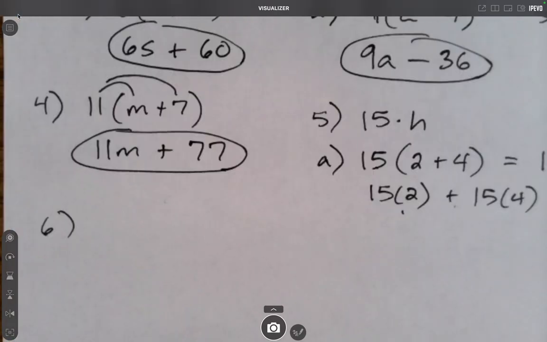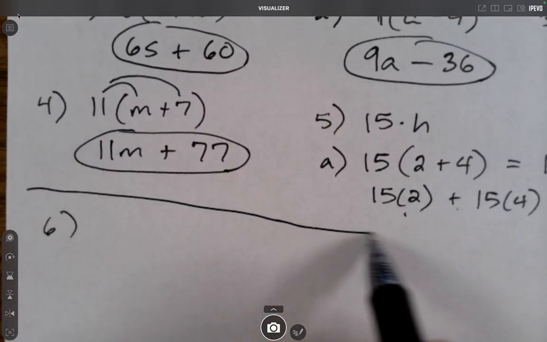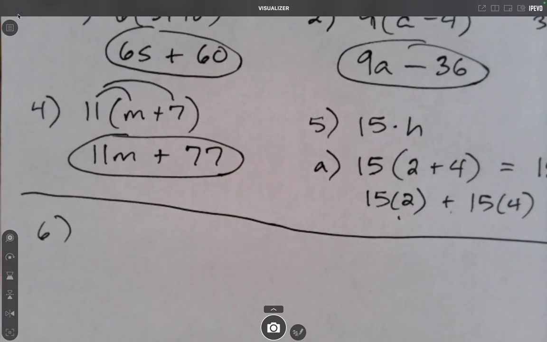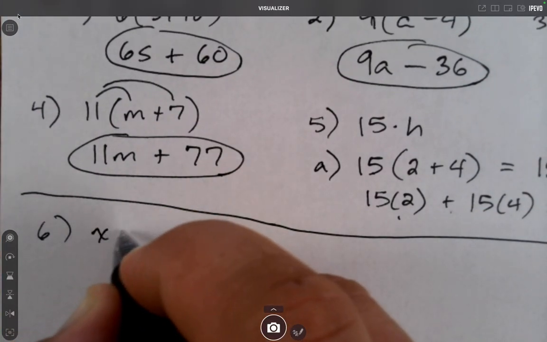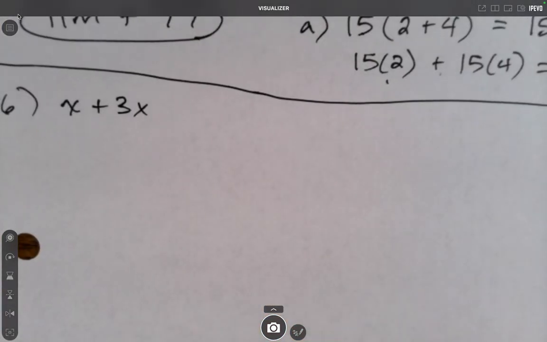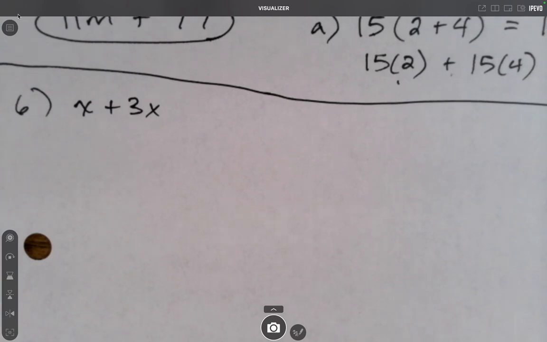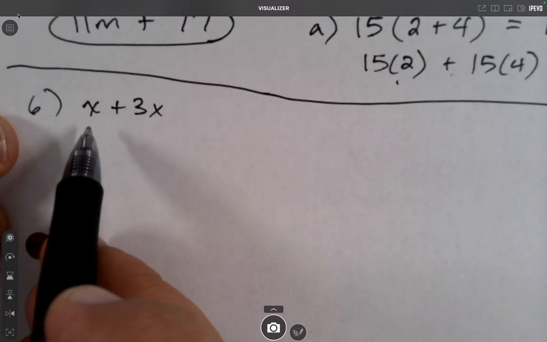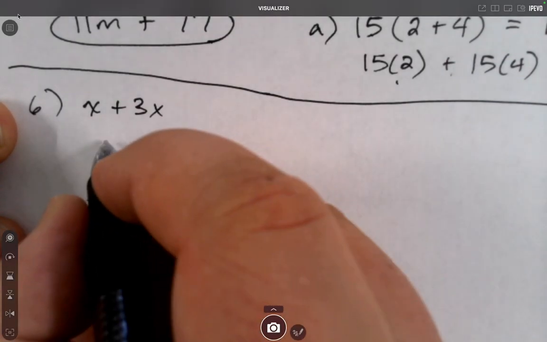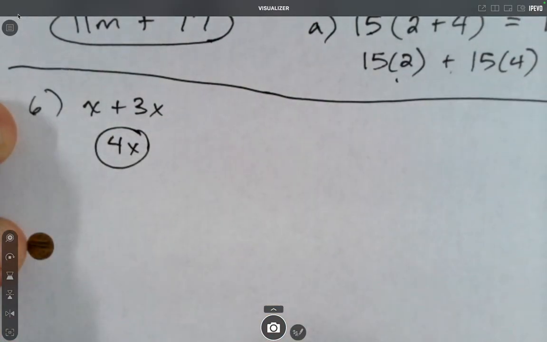Okay, number 6, we're switching gears. So that was the distributive property we started with. Now we're focused on combining like terms. So the instructions say to simplify each expression. And what that means is combine like terms when possible. So in number 6, these are like terms. This is 1x. We just have a single x here, 1x, plus 3x gives us a total of 4x's.